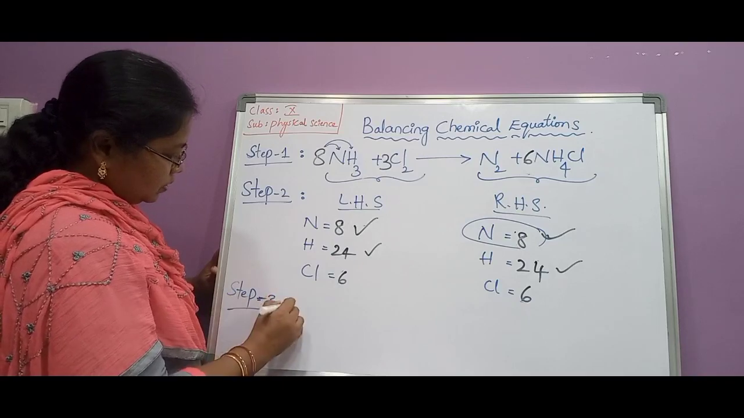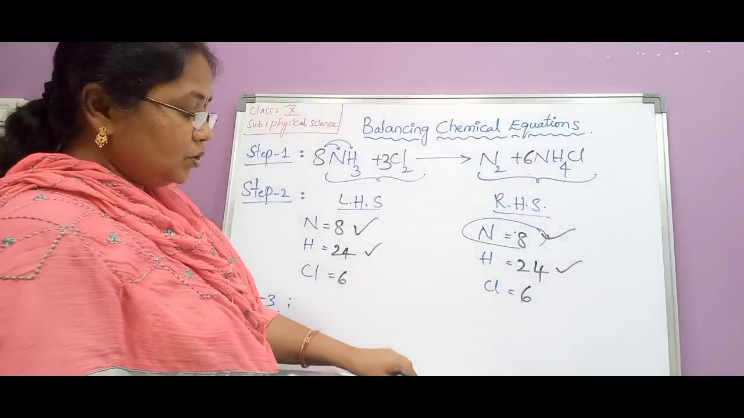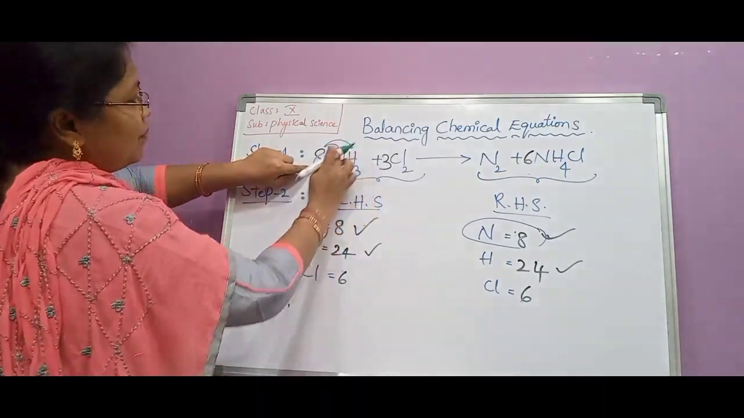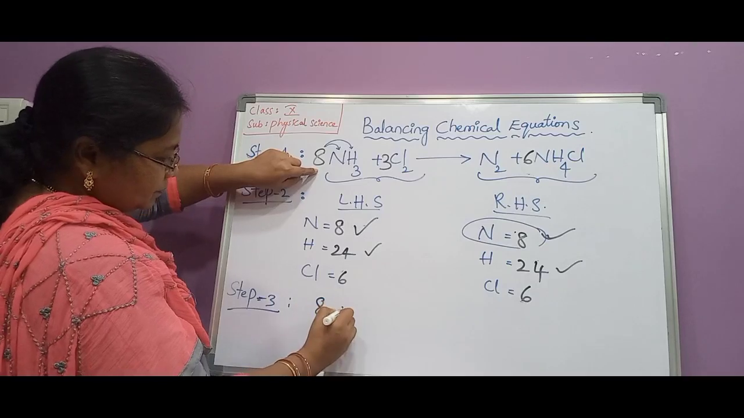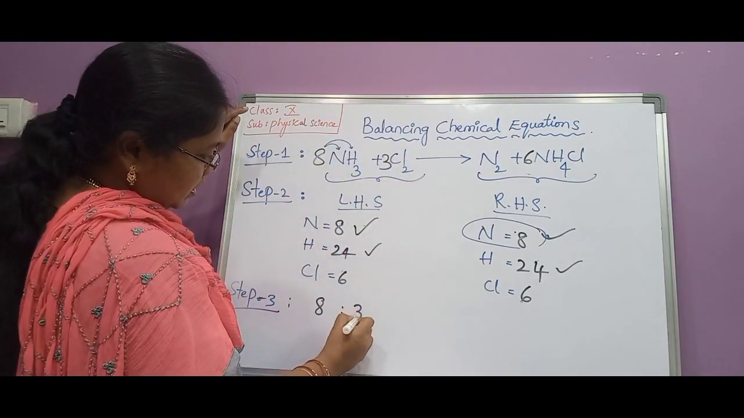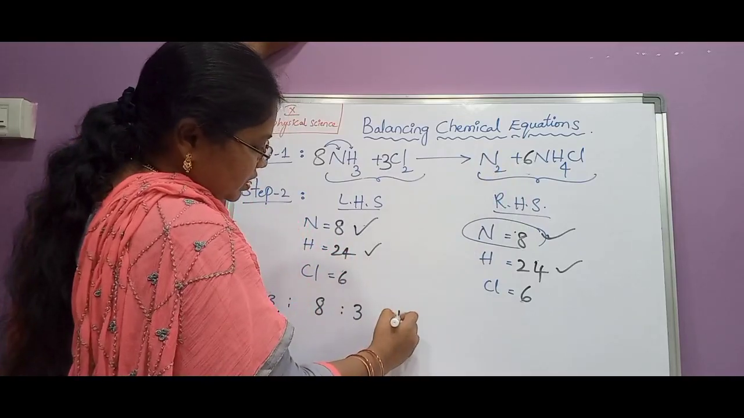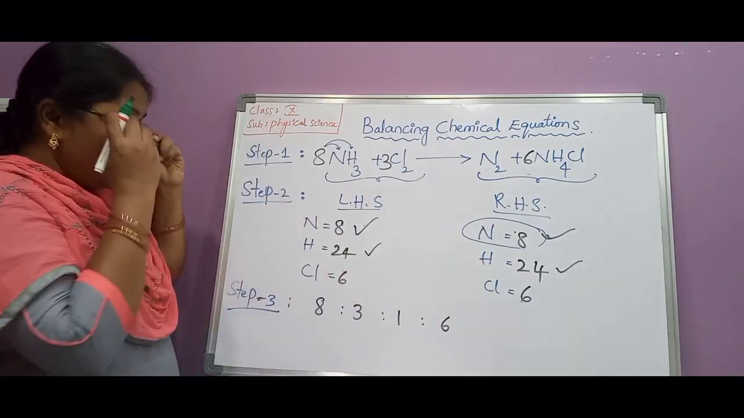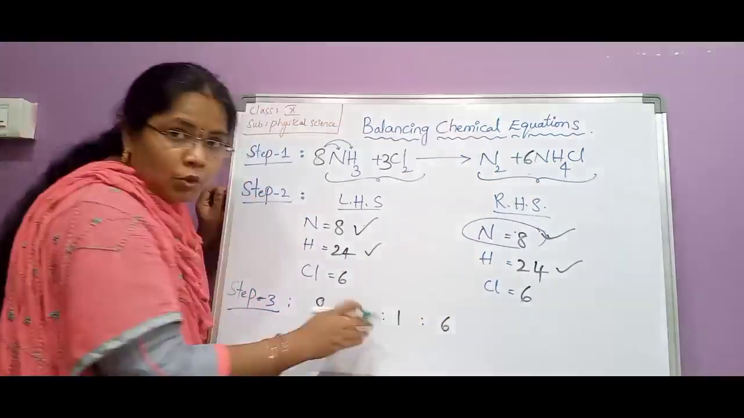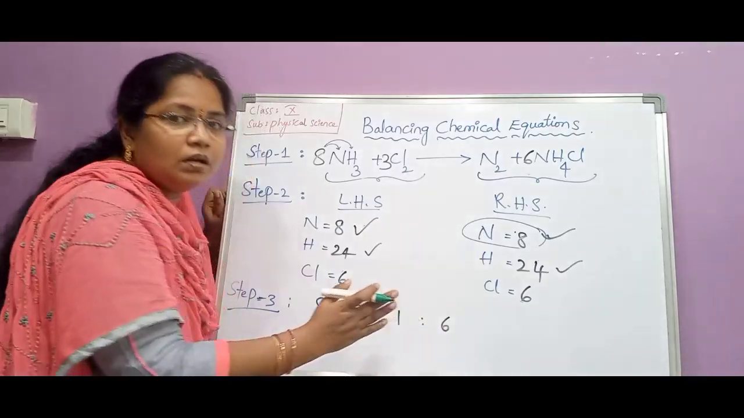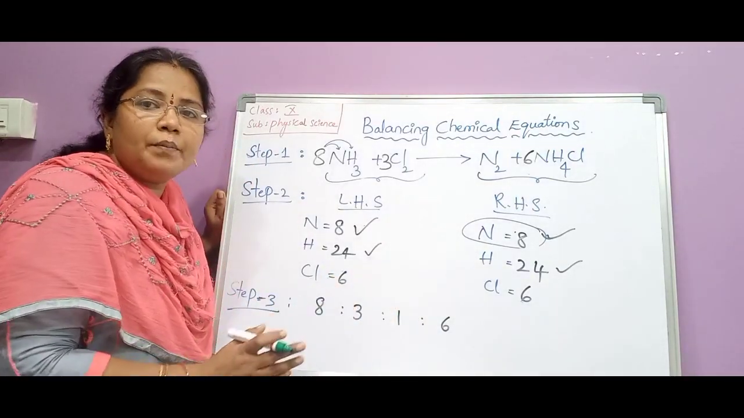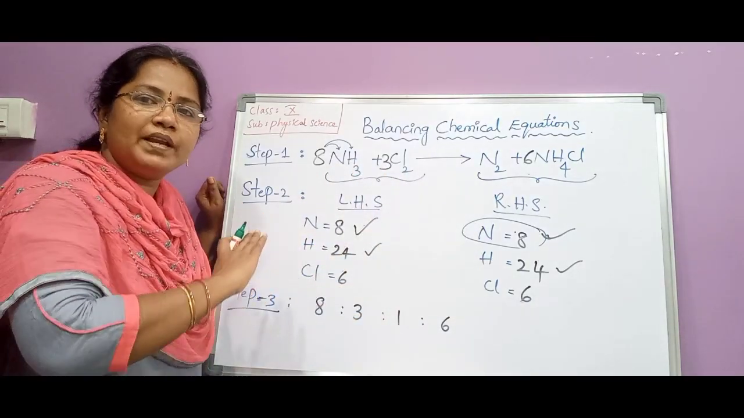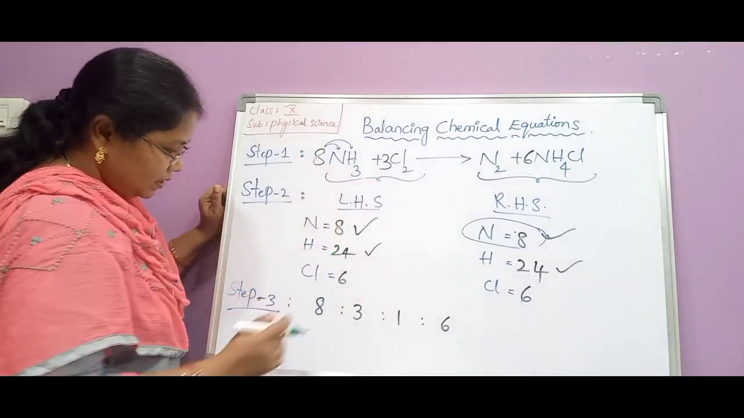In step 3, we have to write the coefficients and check whether they are in the smallest possible whole number ratios or not. The first formula is NH3, for which the coefficient we have written is 8. In the second formula we have written coefficient 3. On the product side, the first formula has no coefficient, meaning it is taken as 1, and the second formula has 6. Children, are all these coefficients divisible by any number? No, they are not divisible by any common factor. Hence, we need to write the equation like this only. We need not go for any changes or modifications.